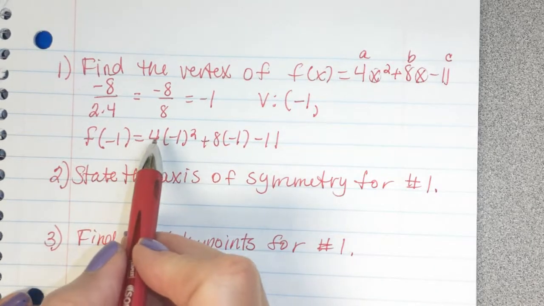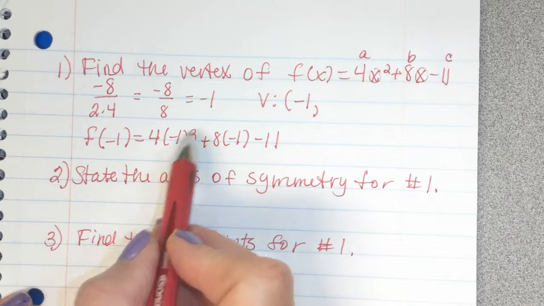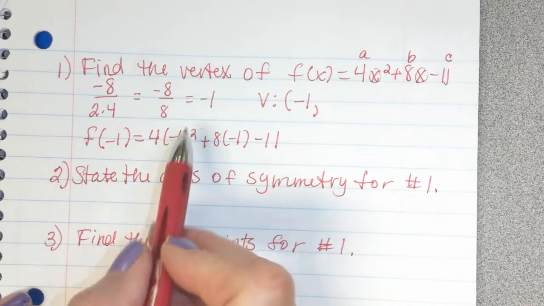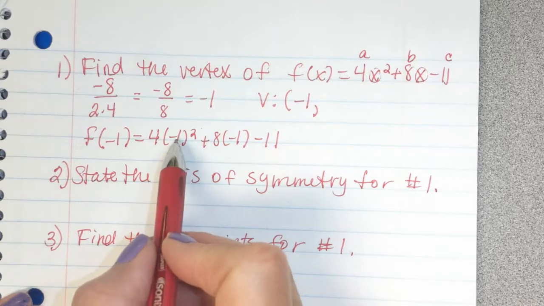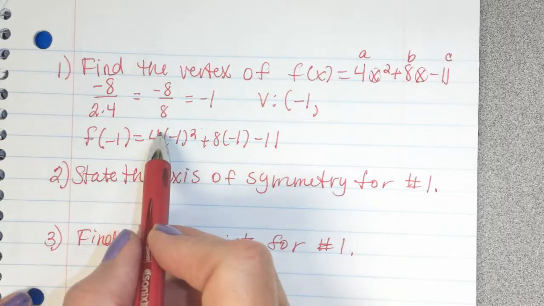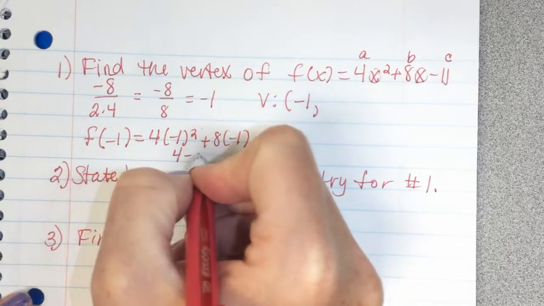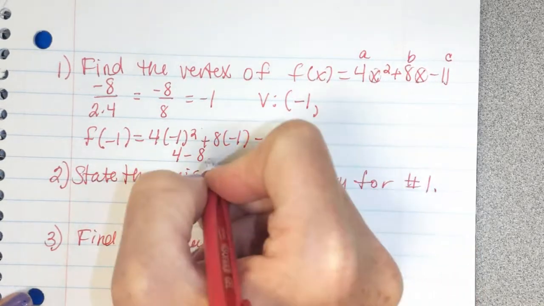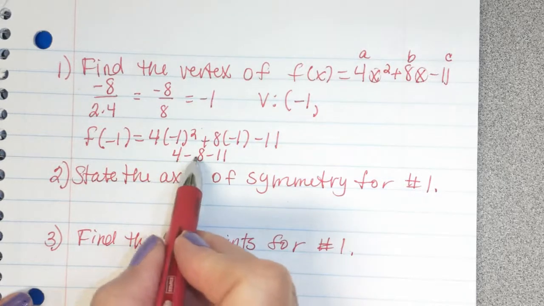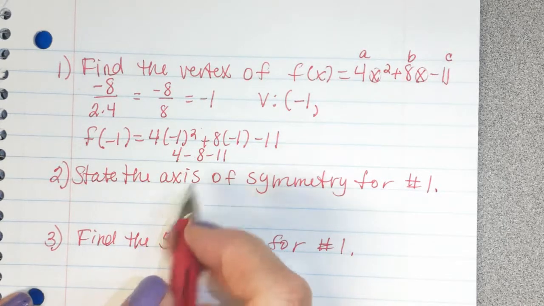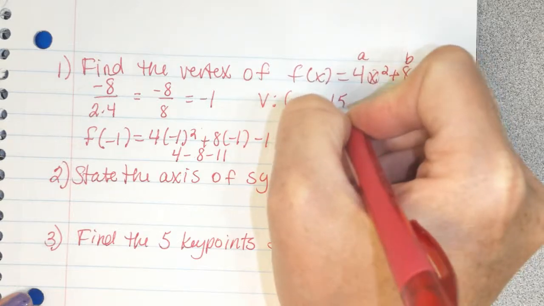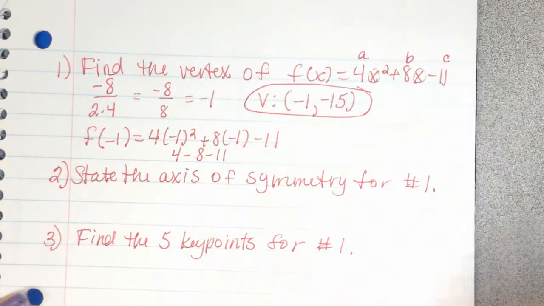Now, everyone, do we do 4 times negative 1 or do we do negative 1 squared? Negative 1 squared. You have to do order of operations. So negative 1 squared is 1 times 4 is 4. So it's going to be 4 minus 8 and then minus 11. So 4 minus 19. Do we agree with her answer of negative 15? Yes. So her vertex is correct.